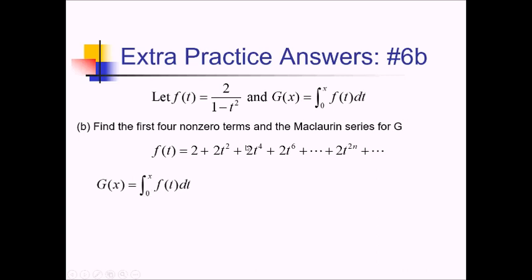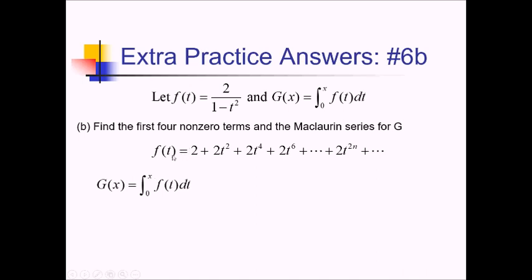Because if you do the antiderivative of all this stuff with an x minus the antiderivative of all this stuff with a 0 plugged in, since all of these terms are going to have t's that go with them when you take the antiderivative, plugging in 0 is going to get rid of all of those. So we can just go straight to the antiderivative with x.